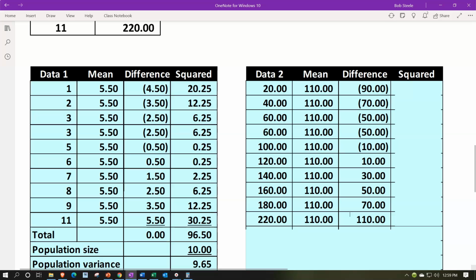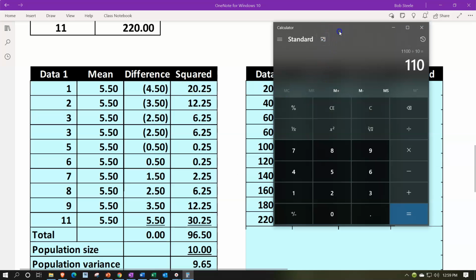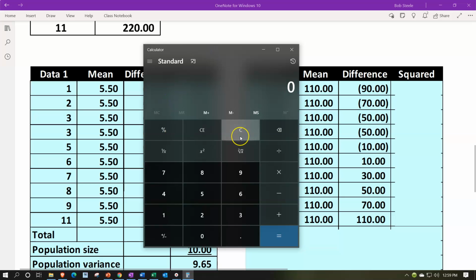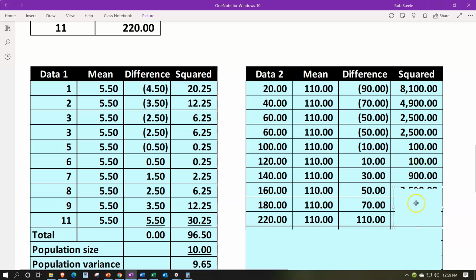Now, if we square these, then we're going to take them all and square them. I'll just do one of them. So if we took that 90, for example, it would be a negative 90, and squared, it's going to be 8100. 70 squared, 4900. 50 squared, 2500. Negative 50 squared, 2500. Negative 10 squared, 100, and so on.